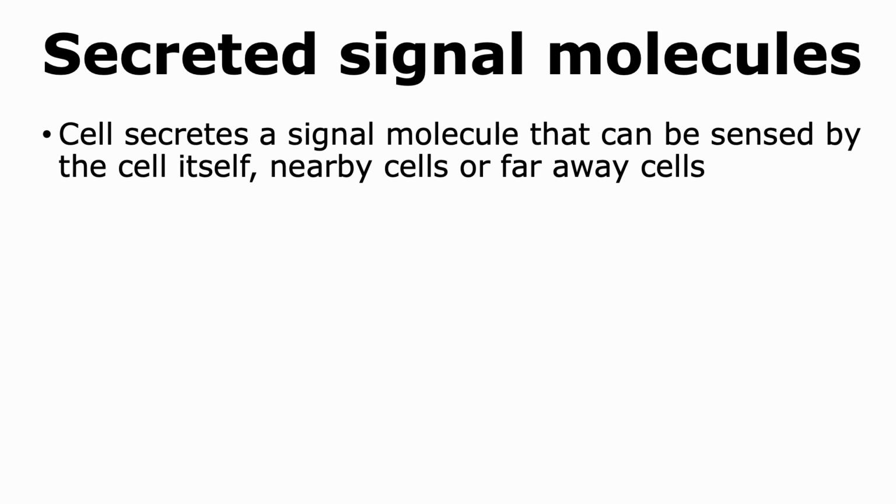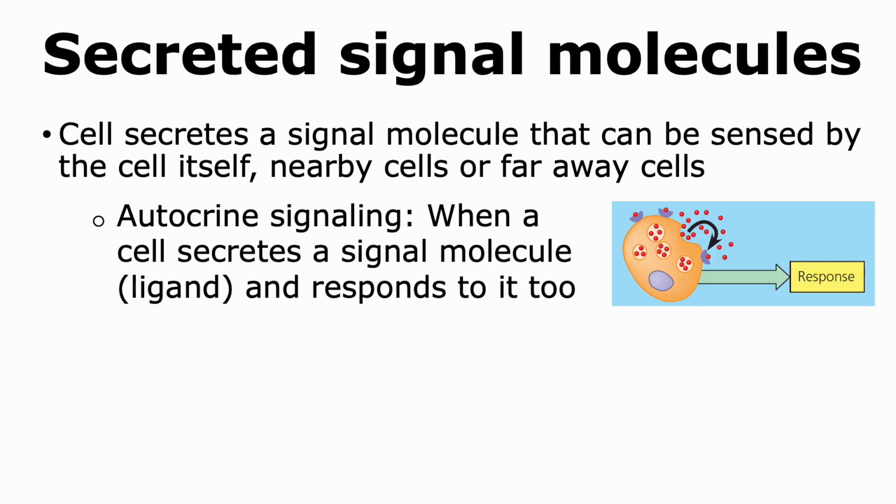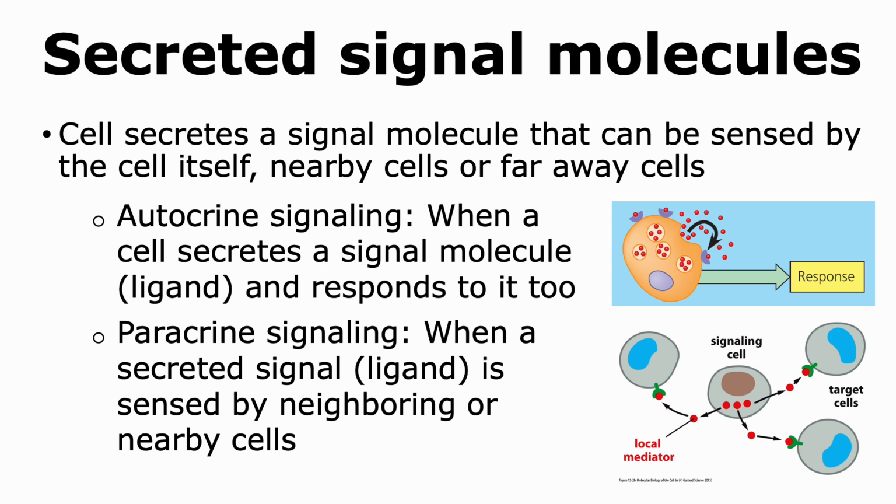Ligands that are secreted by cells can be sensed by the cell that is making that ligand, or nearby cells, or even cells that are farther away. In the case of autocrine signaling, we have a scenario where the cell that is able to secrete the ligand will also make a receptor protein that can bind to that secreted ligand and allow that cell to respond to the presence of that ligand. In the case of paracrine signaling, the ligand that is secreted by the cells is able to bind to receptors that are present on cells that are nearby or are neighboring cells.